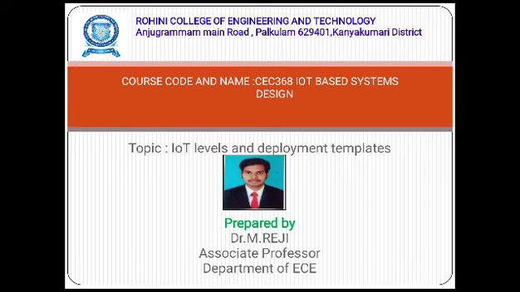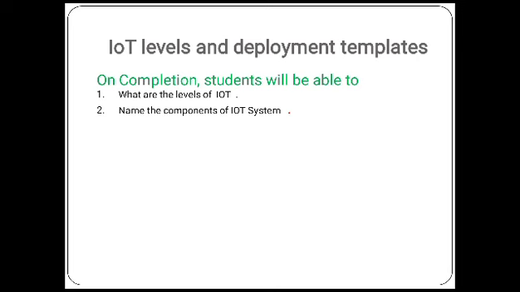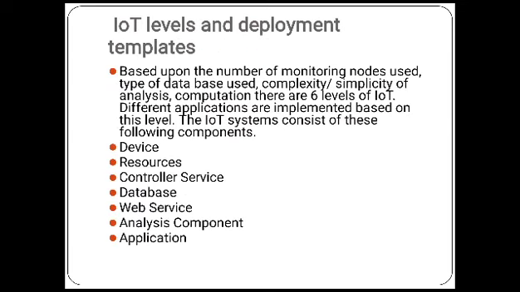Today we are going to see about IoT levels and deployment templates from Unit 1. From this, students can understand what the levels of IoT are and what the components of an IoT system are. IoT levels and deployment templates are based upon the number of monitoring nodes used, the type of database used, and the complexity or simplicity of analysis computed.